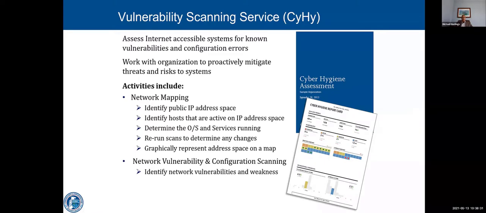Vulnerability scanning service. We can scan your public IP address. This is an ongoing service that starts very quickly. On a weekly basis, CISA will send you a report showing known vulnerabilities, configuration weaknesses that could be out there, and recommendations to close those gaps. This can continue on. It could be once a month, or over a few weeks. This gives you an outside picture of potential vulnerabilities in your public IP space. Next slide.